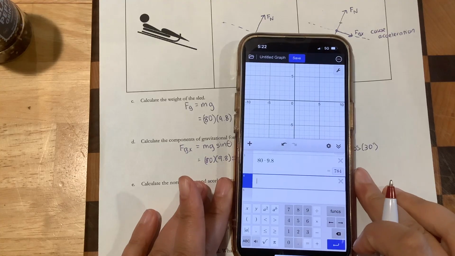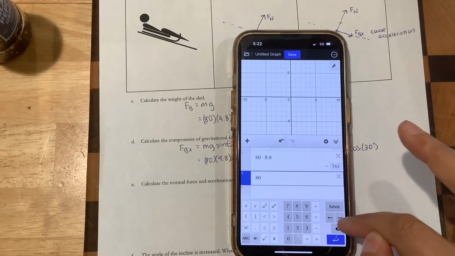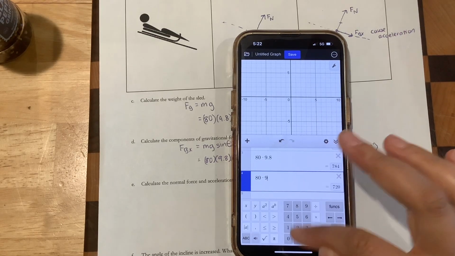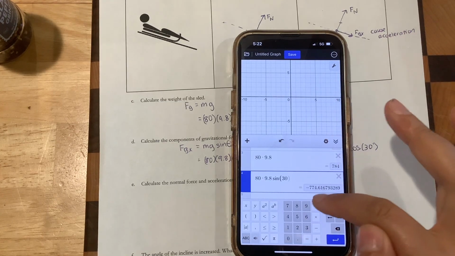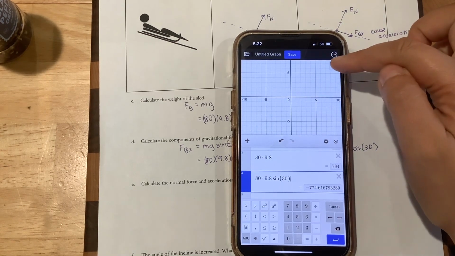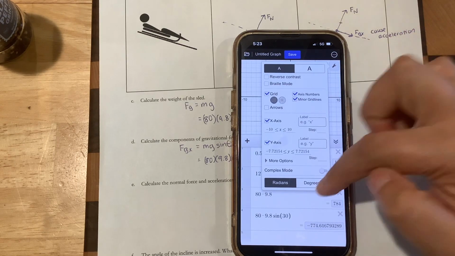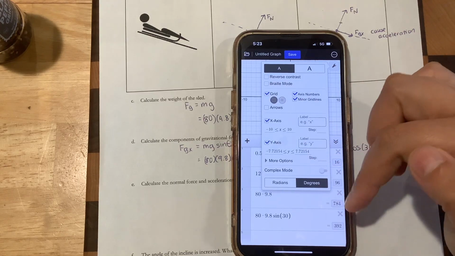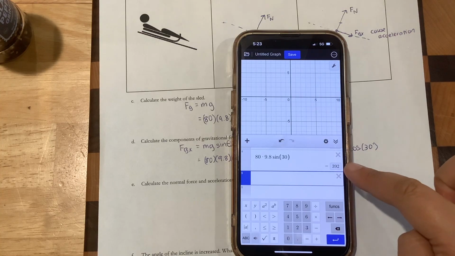So let's get these into our calculator and show you a thing that might happen. When you do sine and cosine in Desmos or on a regular calculator, sometimes it automatically calculates in radians. Like, does negative 700 something make sense? No, Fgx should always be a positive number. So hit this little toolbar button, change it from radians to degrees, because it was 30 degrees for our ramp, and that will give our answer.